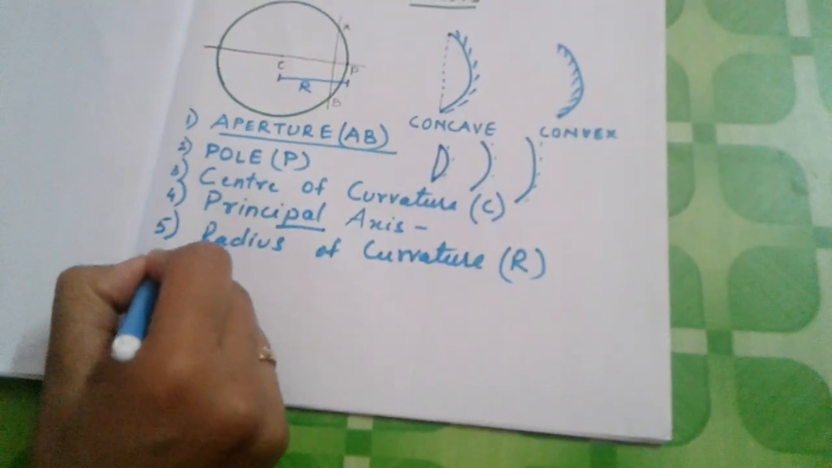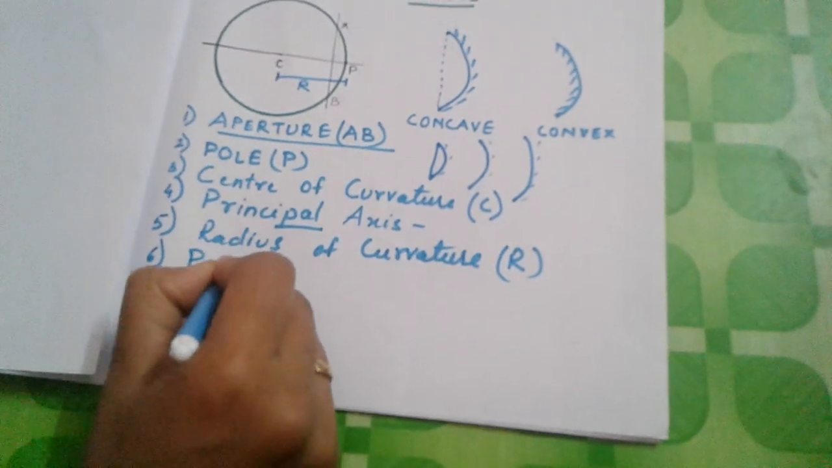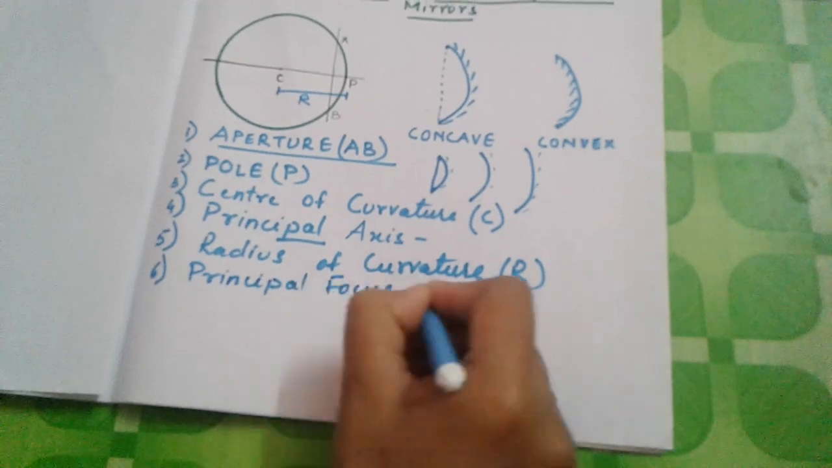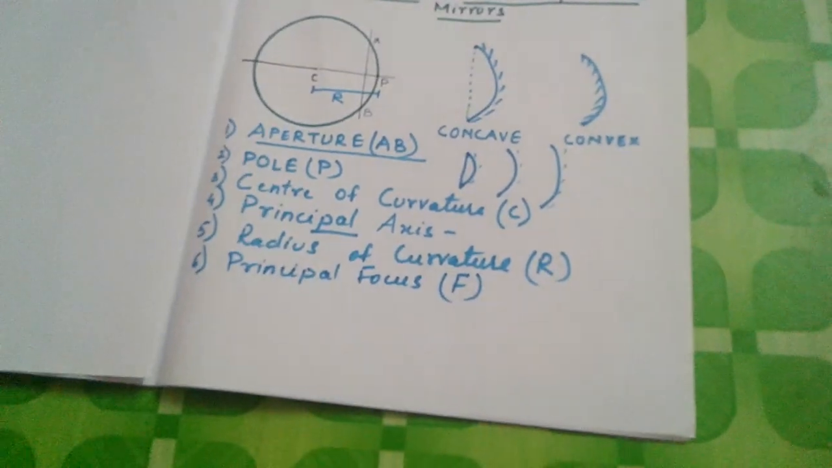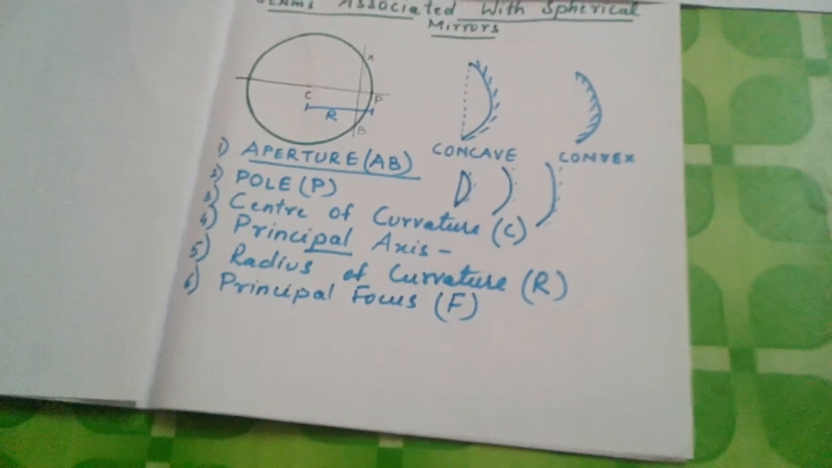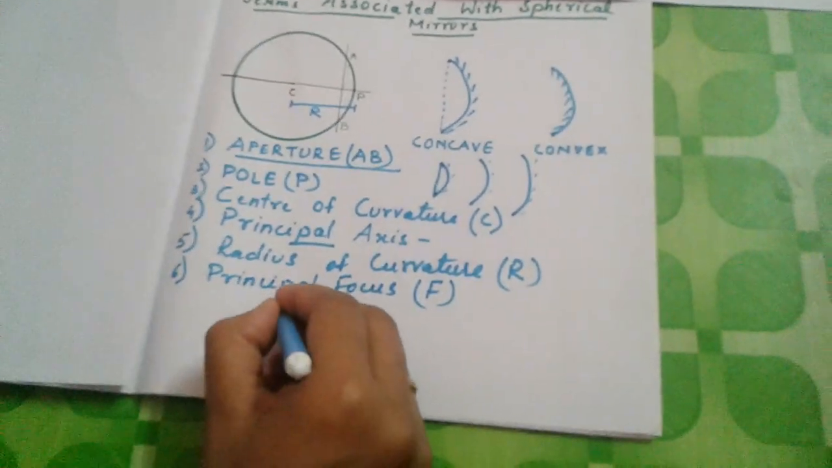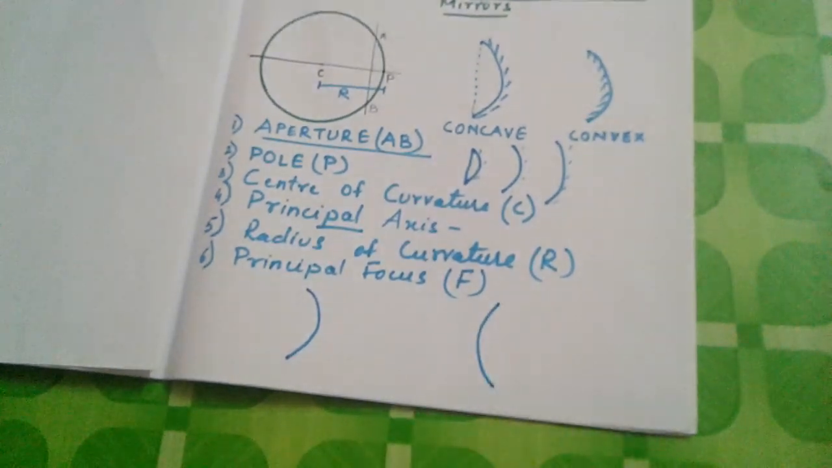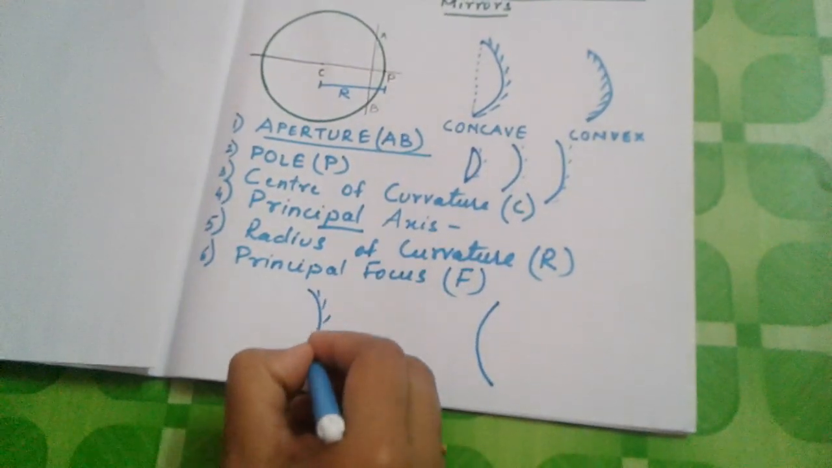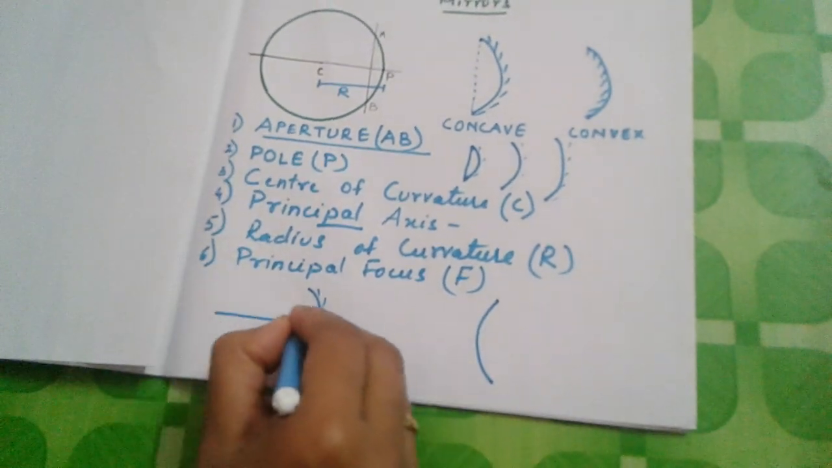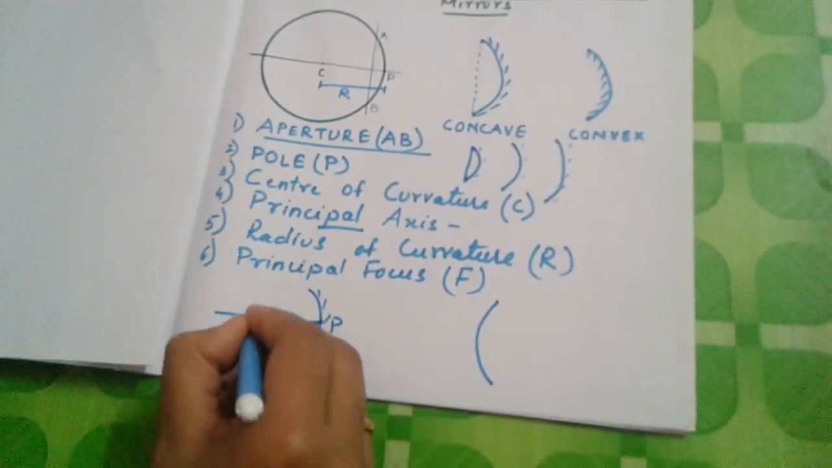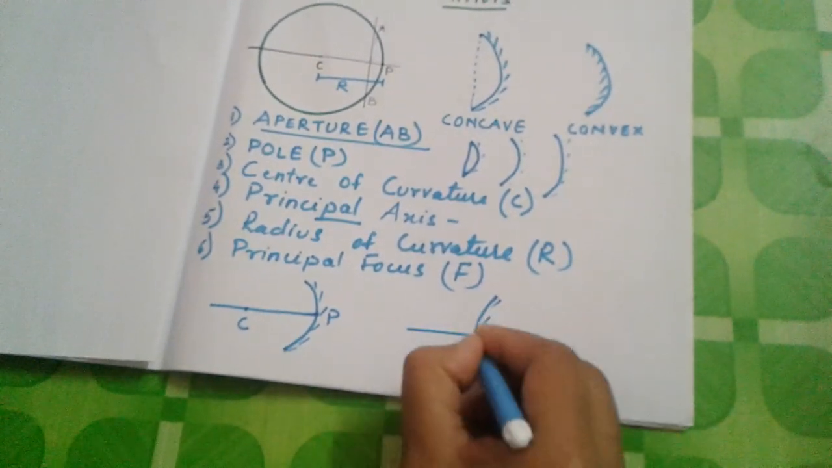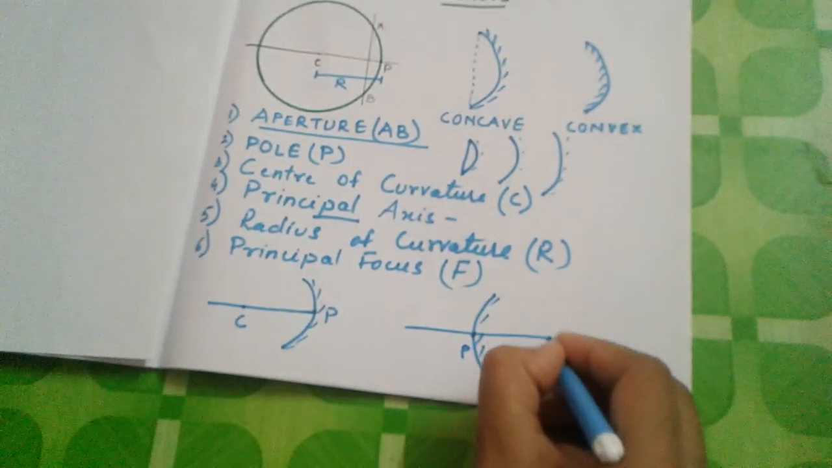The next part is also a very important one, and this is often asked in the examination, the definition of it. Principal focus. Suppose we have a concave mirror, and this is a convex mirror. Okay, so concave mirror, this is the back side of it. This is the principal axis, this is pole, this is center of curvature, and this one is a convex mirror. So let us take it one at a time.